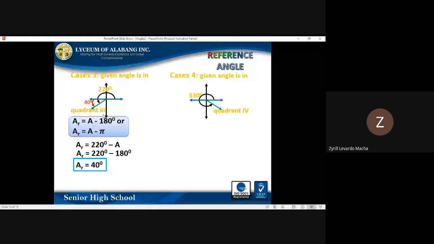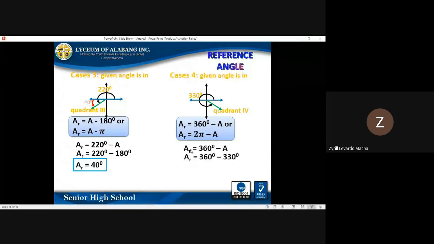Last, we have case number 4 kung ang given angle natin ay nasa quadrant 4. Ayan, the given angle is 330. So full rotation na ito, no? Our formula will be 360 degrees minus A, or 2 pi minus A. So 360 minus 330, that is 30 degrees. So remember those 4 cases.